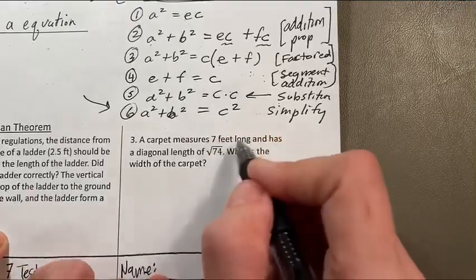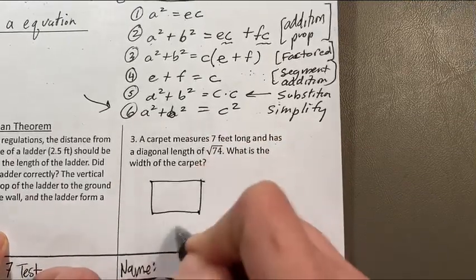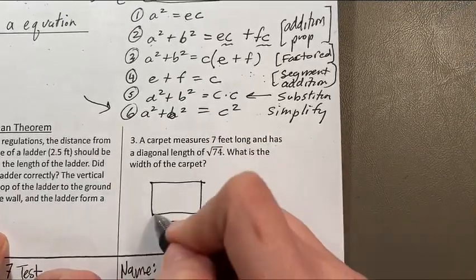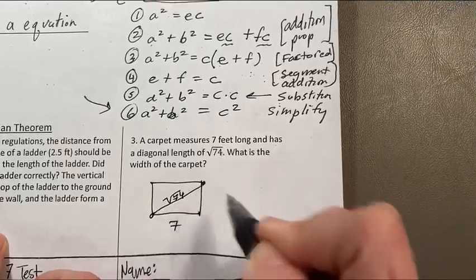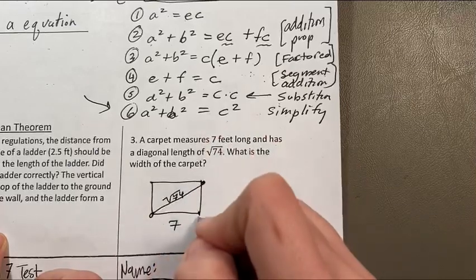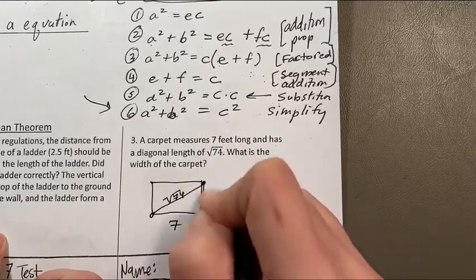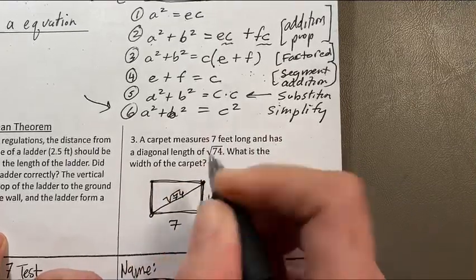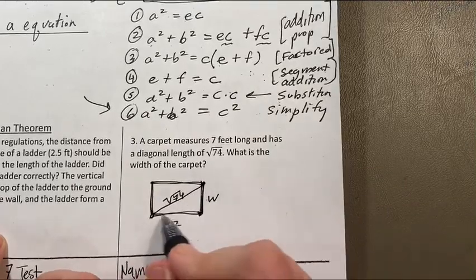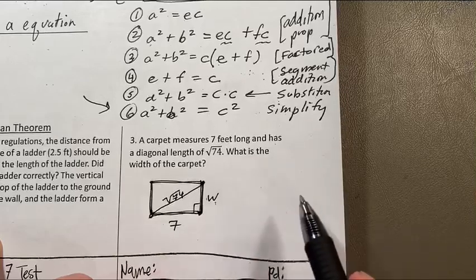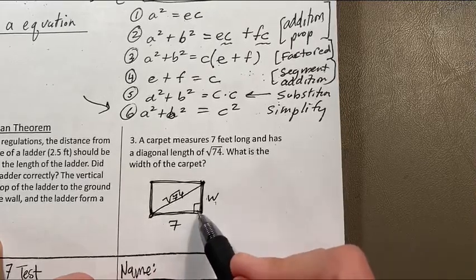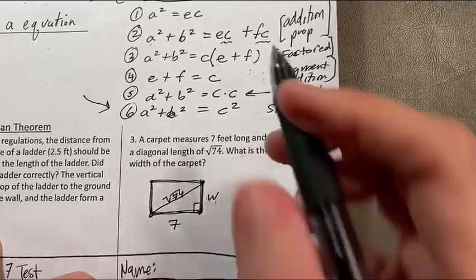Okay, so a carpet measures, here's my carpet, 7 feet long and has a diagonal of the square root of 74. What is the width of the carpet? So they want the width of the carpet. So here's my carpet. I know my diagonal measurement, and I know one of the measurements. What is the width?